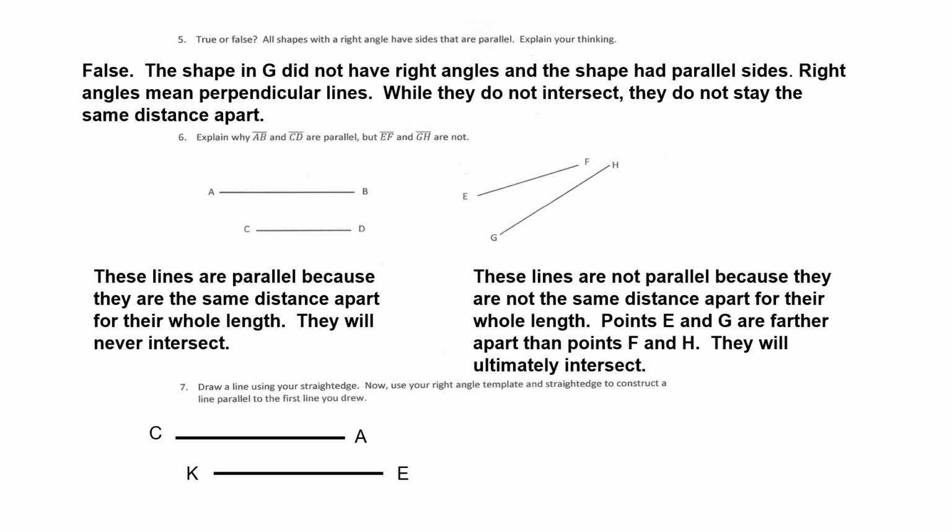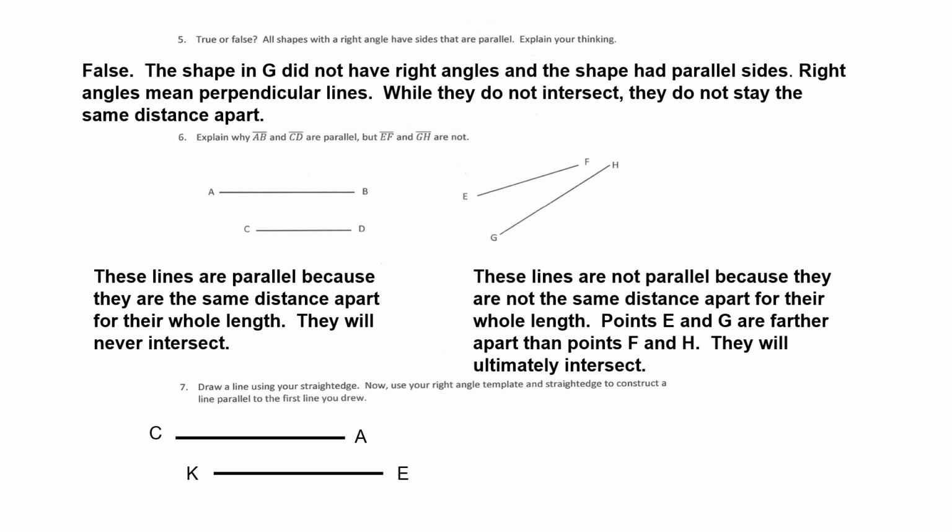Now we have some questions to think about. True or false? All shapes with a right angle have sides that are parallel. Now we know that right angles actually mean perpendicular. So this is false. The shape in G did not have right angles, and the shape had parallel sides. Right angles mean perpendicular lines. While they do not intersect, they do not stay the same distance apart.